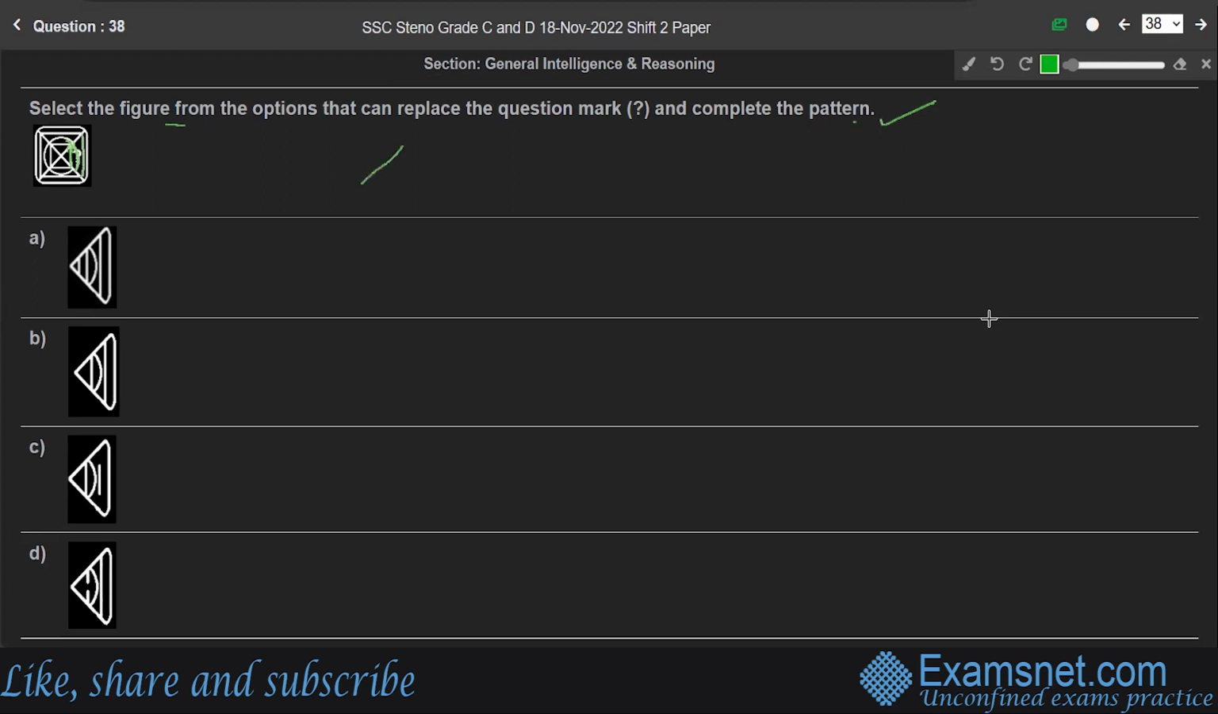Therefore, if you consider this is the missing part in the given figure, first we need to complete the square portion. Next, we have to complete the circular portion. Again, we have to complete the square portion. Look at the options. In option B, which can complete the given pattern, option B is the right answer.